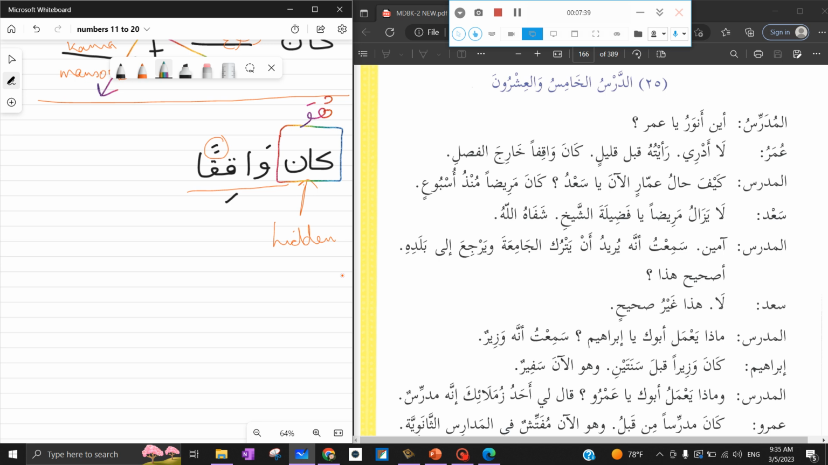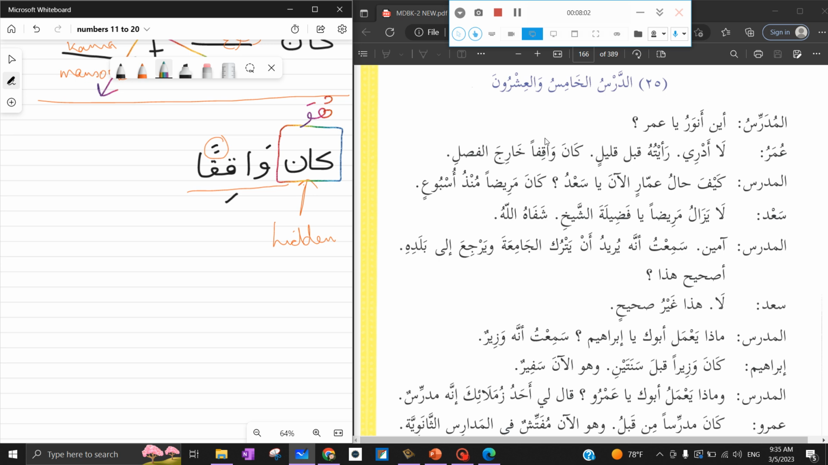What about waqifan? For waqifan we will say khabar kana mansubun wa alamatu nasbihi al-fathatu az-zahira. This is the i'rab for khabar kana. Now, kana waqifan kharij al-fasl. Kharij al-fasl means outside of the class.